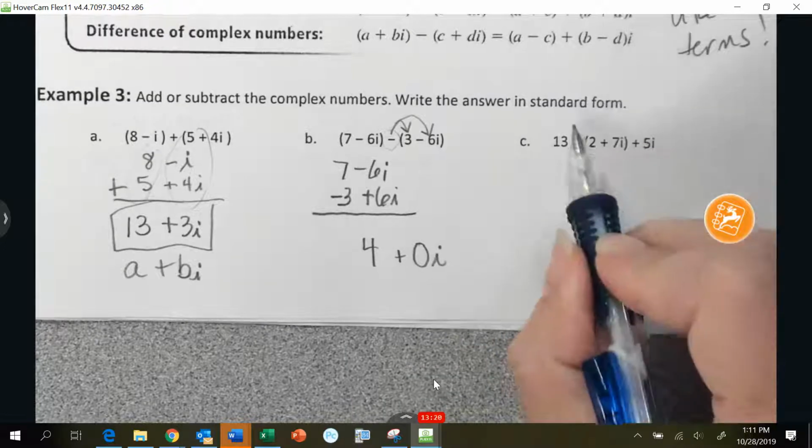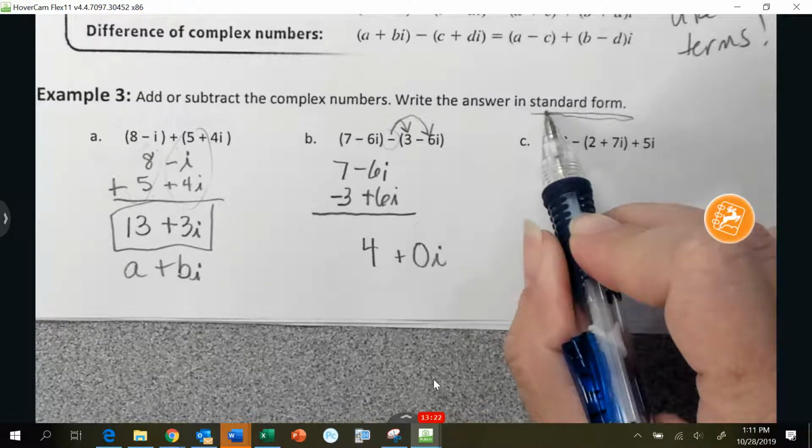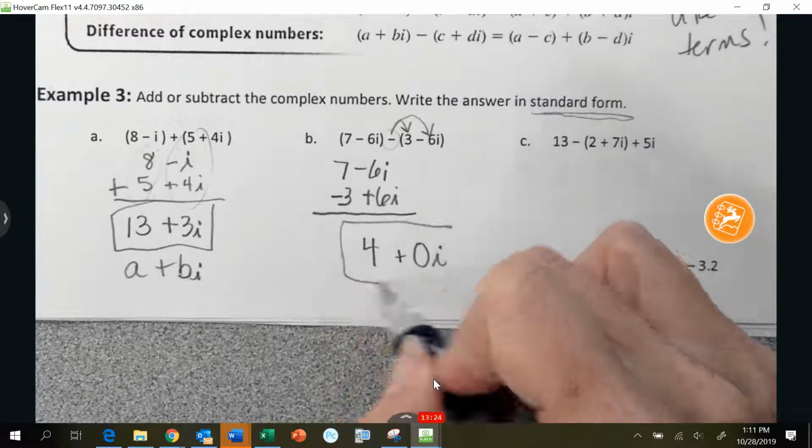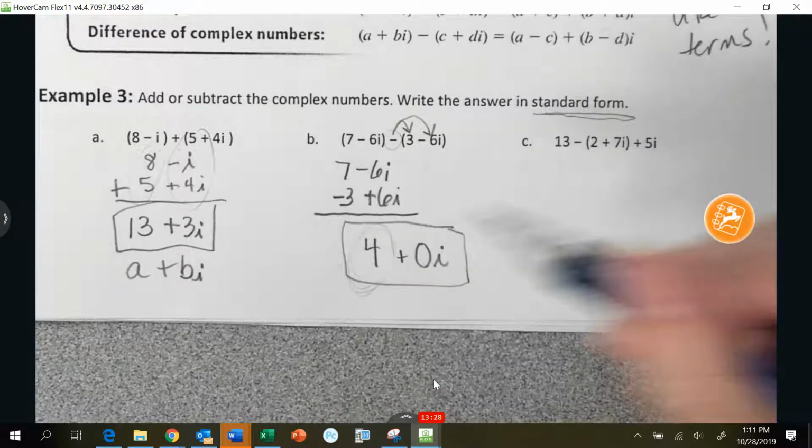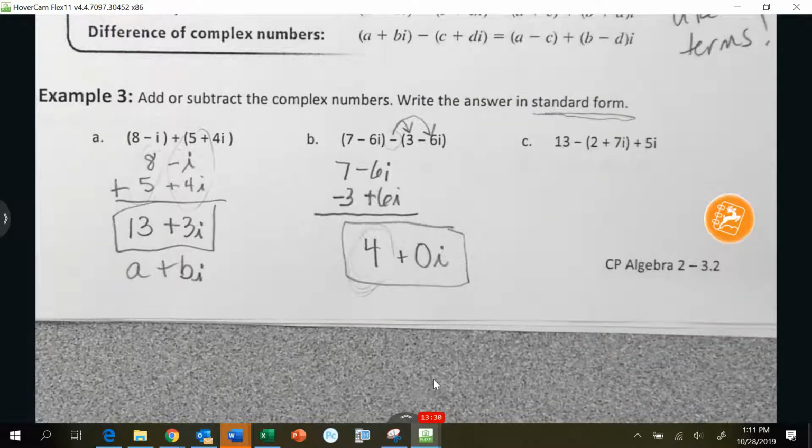So it says to write the answer in standard form. So this would be correct in standard form. However, if we were simplifying it all the way, it would just be 4. So you have to write 0i.